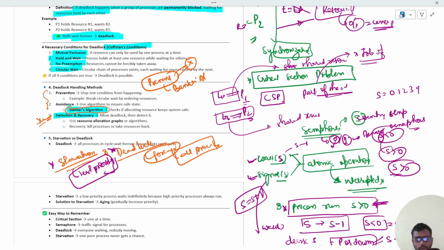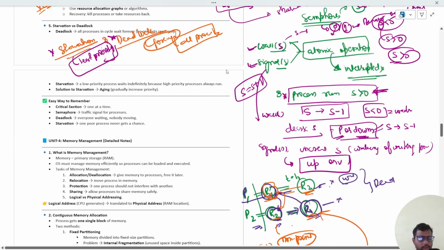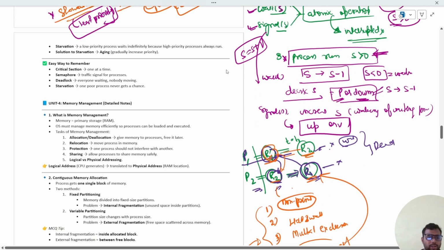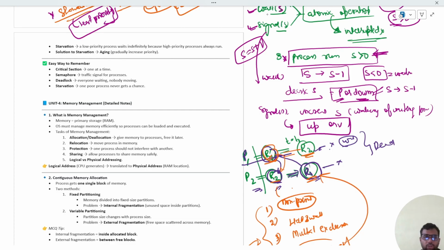Okay. So I hope you have understood synchronization and deadlock. Now let us move to the next topic, that is memory management. And the summary of the previous topic is that we have seen what is the critical section, we have seen semaphores, what is deadlock, and what is starvation. We have seen all this. Okay, now we are moving to memory management.